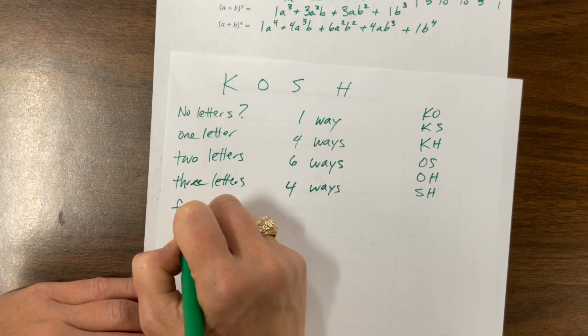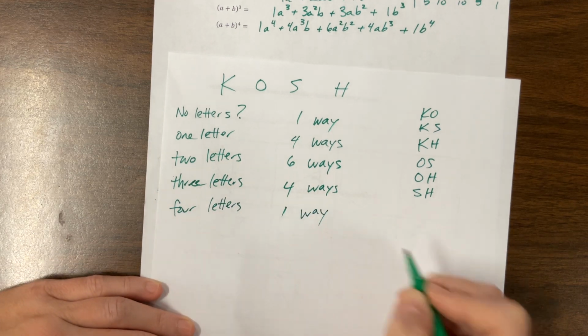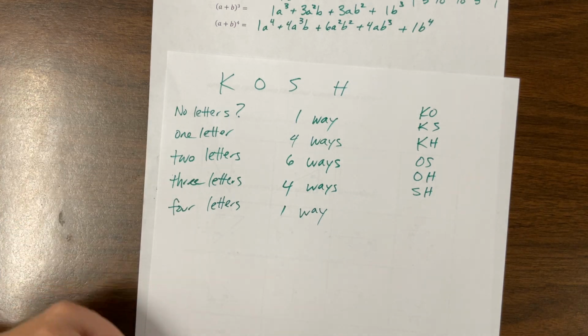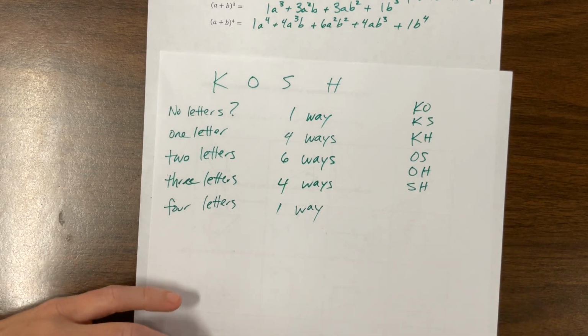And then, okay, the question is, how many ways can I choose 4 letters? Well, there's just 1 way. I can choose all 4 letters. It doesn't matter what order you put them in because it's like, oh, look, everybody gets to go on the trip. Well, fantastic. There's just 1 way that happens. Everybody goes.